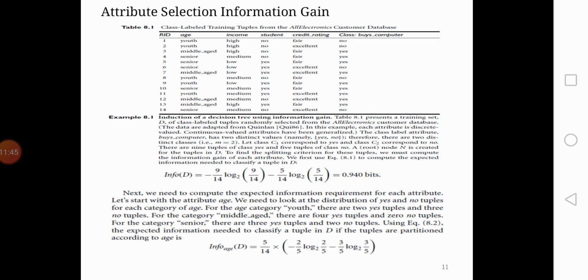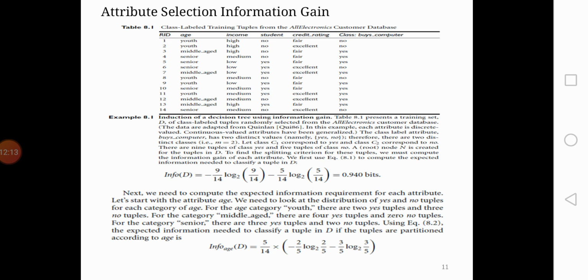This is the second formula, based on expected information based on attribute. According to that formula, consider the age attribute. Under the age attribute, the first value is youth. Youth contains 2 yes tuples and 3 no tuples. Initially, as we know, info age of D equals 5 by 14.